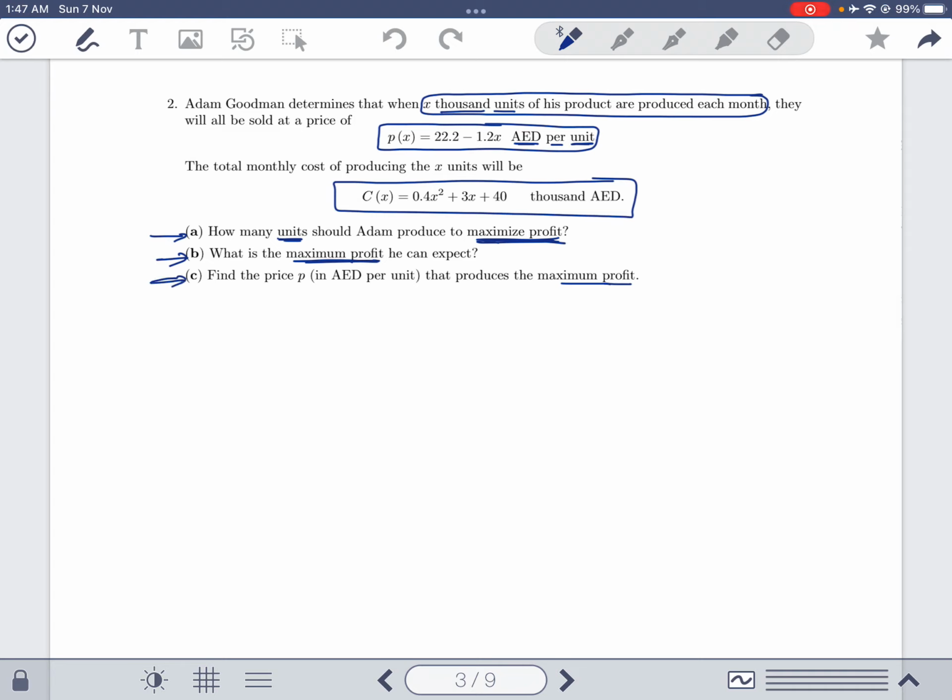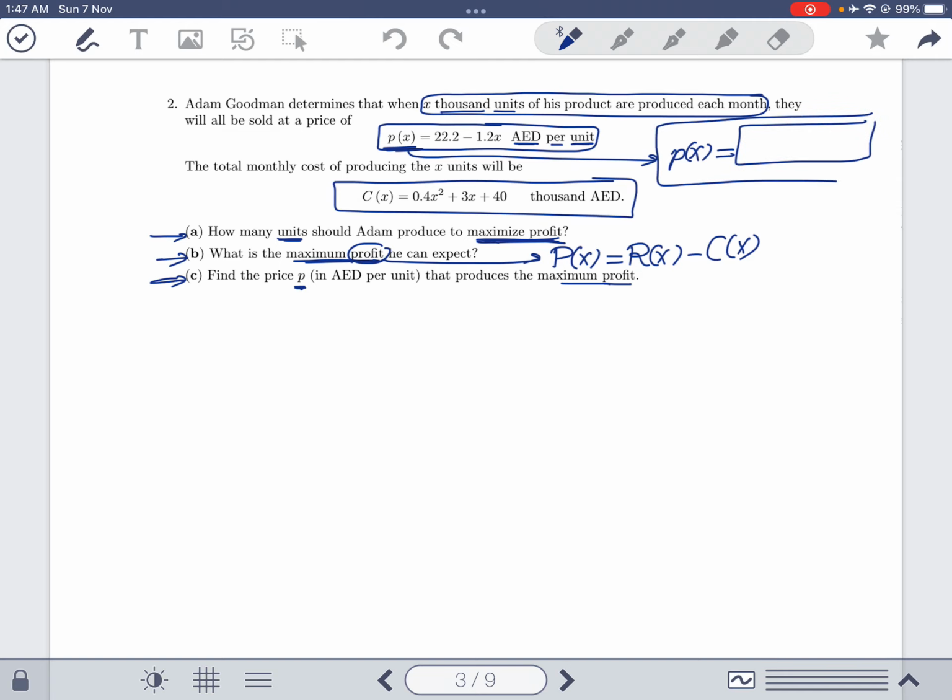And the last thing is to find the price p. This is little p. Remember, the profit function is the one that's big P of X. That is the revenue minus the cost. And the price demand function, this one, we always write it as little p of X, and then the formula will be given to you.